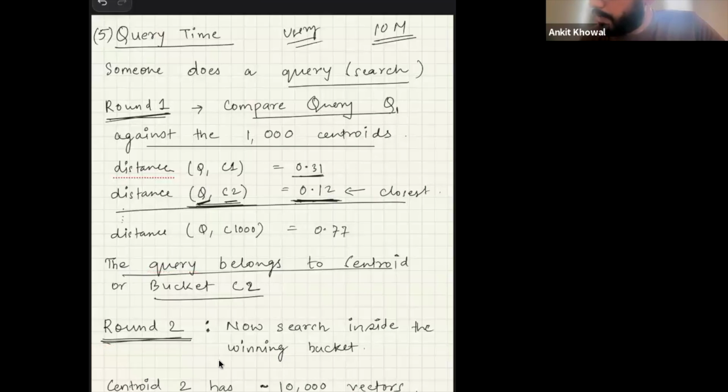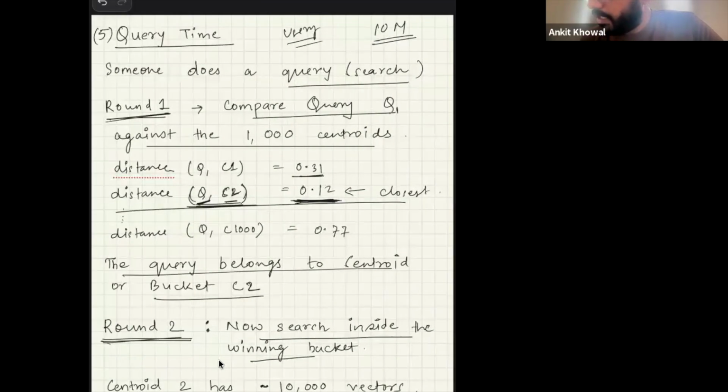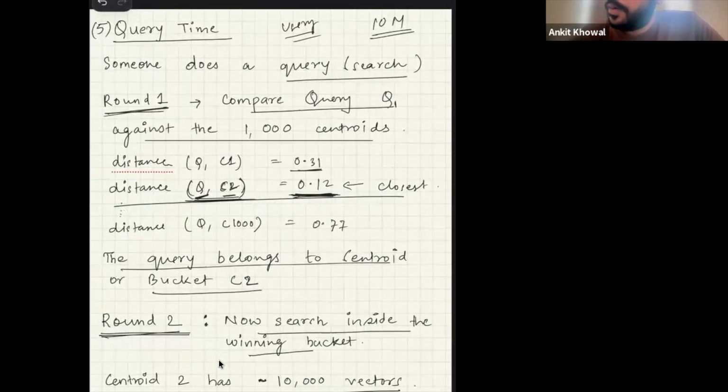Now in round 2, what I will do is search inside the winning bucket. So I got to know that C2 was the centroid which was closest, because the distance was the smallest. So now whatever articles are there in the centroid, let's say 10,000 vectors, I take the user query and compare it with all these 10,000 vectors. After comparing with these 10,000 vectors, I will get my information.